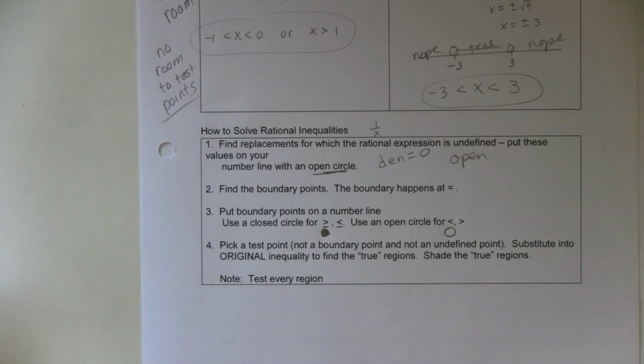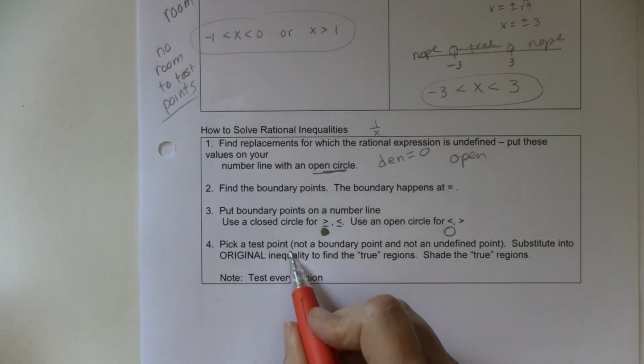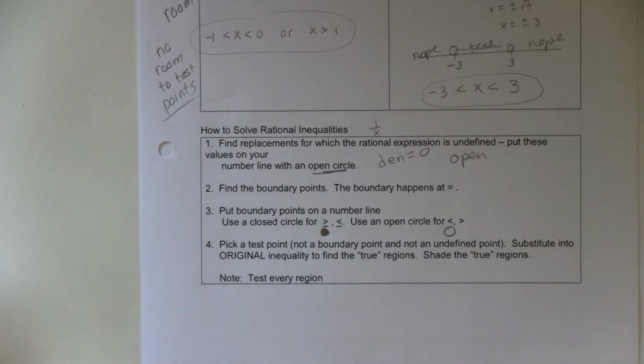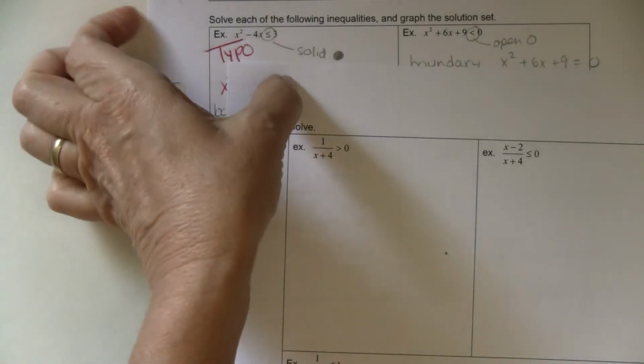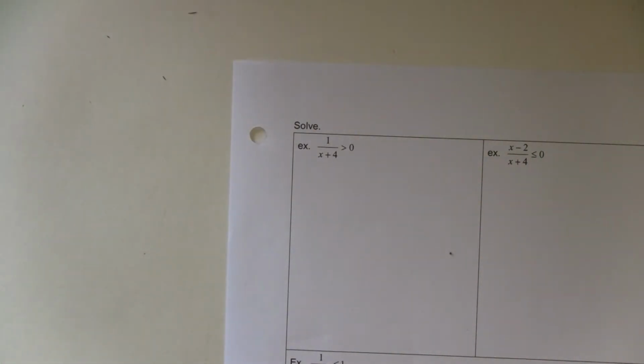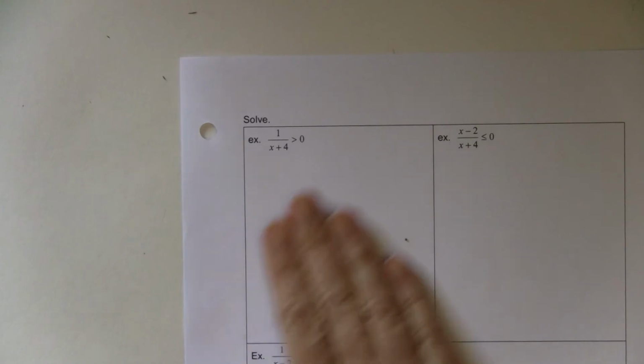Then you do the same thing that we were doing, which is you test points in every single region. You can't test your boundary points, so you don't test your endpoints, but you test points in every single region and determine whether it's true or false. So we're going to give a try to those and see how we do. I have 3 problems and not enough room, I'm sure, so I'll be doing the same thing I had to do over there.